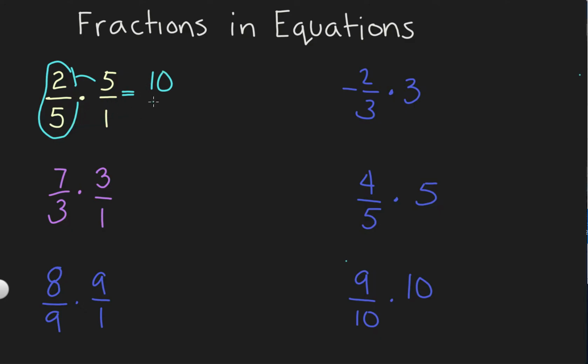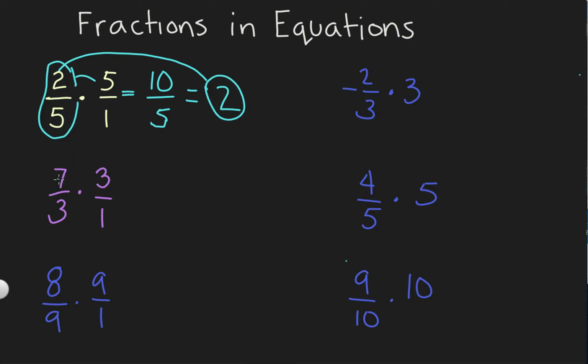5 times 1 is 5, and 10 divided by 5 is 2. Note that what we got when we multiplied this fraction by the denominator was the numerator.